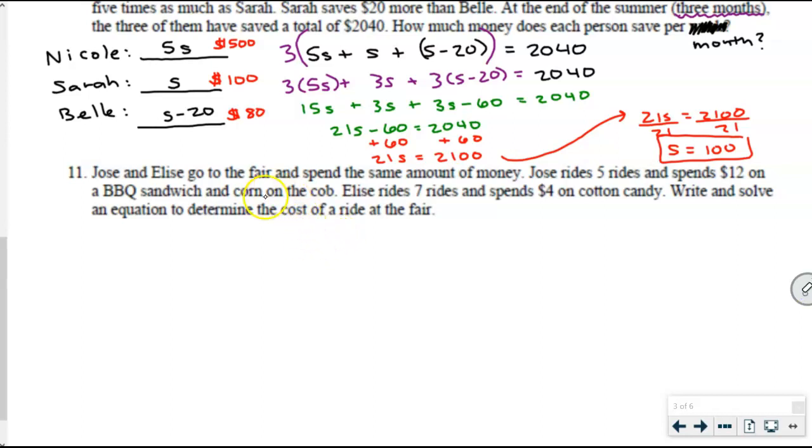Jose and Elise go to the fair and spend the same amount of money. Jose rides 5 rides and spends $12 on a BBQ sandwich and corn on the cob. Elise rides 7 rides and spends $4 on cotton candy. Write and solve an equation to determine the cost of a ride at the fair. How do I set this up?